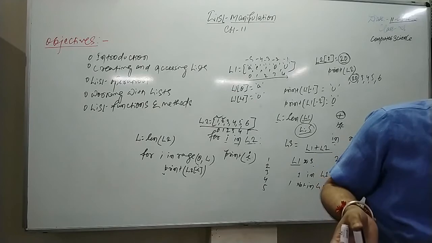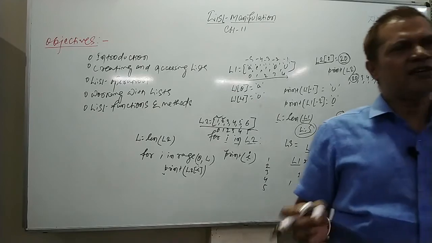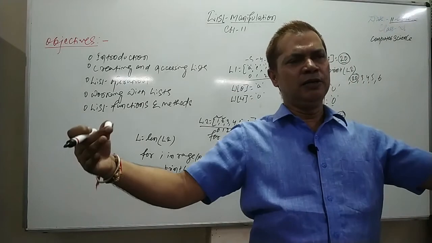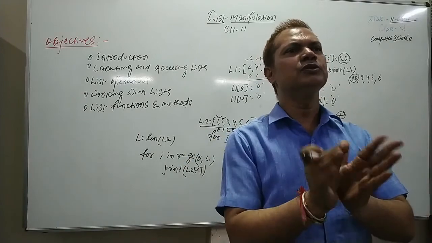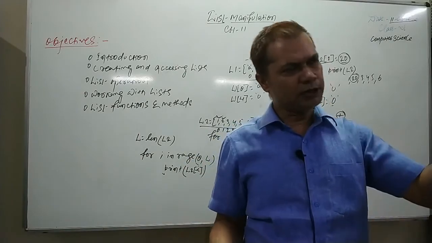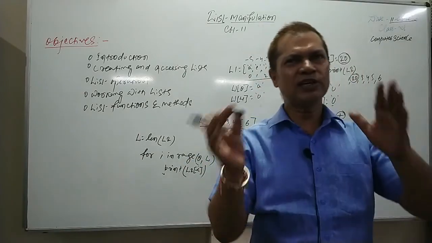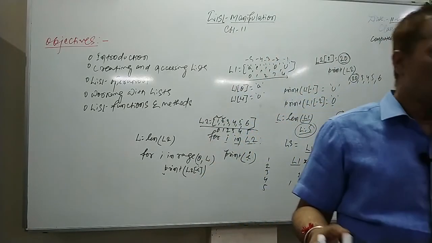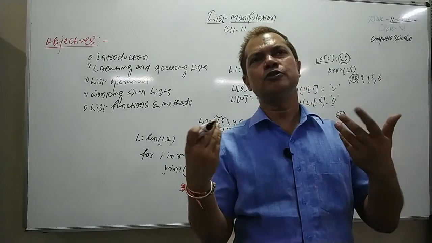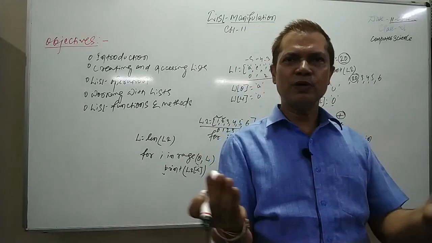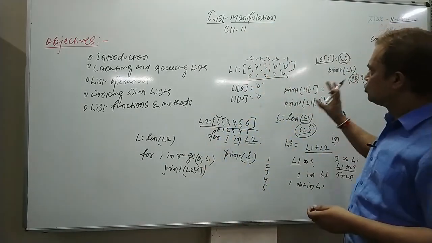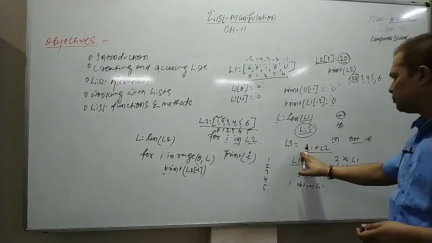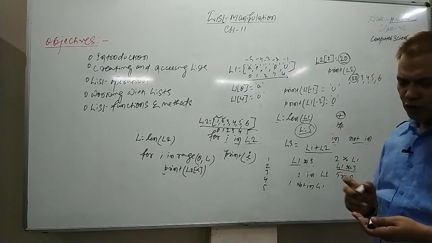Otherwise, the rest is the same: traversing in a list and traversing in a string is the same. Reverse directions you can also do, from left to right and right to left, similar to a string. Each element you can refer to in a string and also in a list. You can add to a string and you can add to a list also, as you have seen with L1 plus L2. So there is no difference.